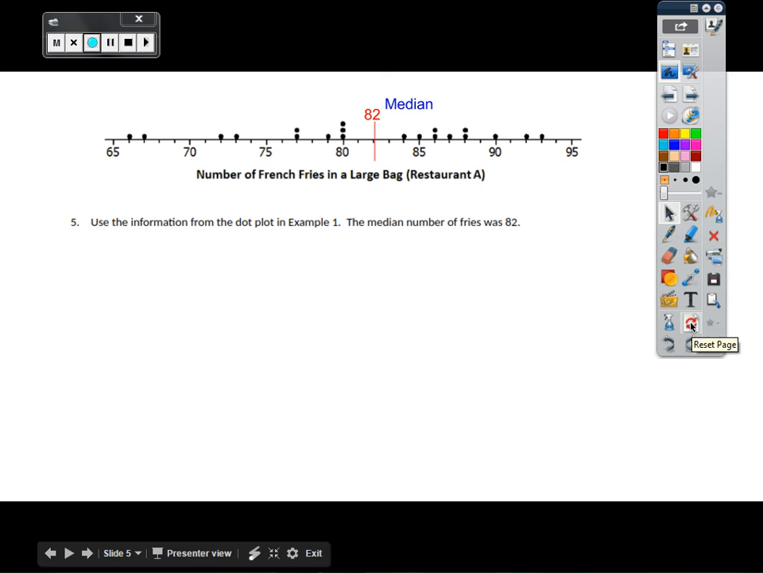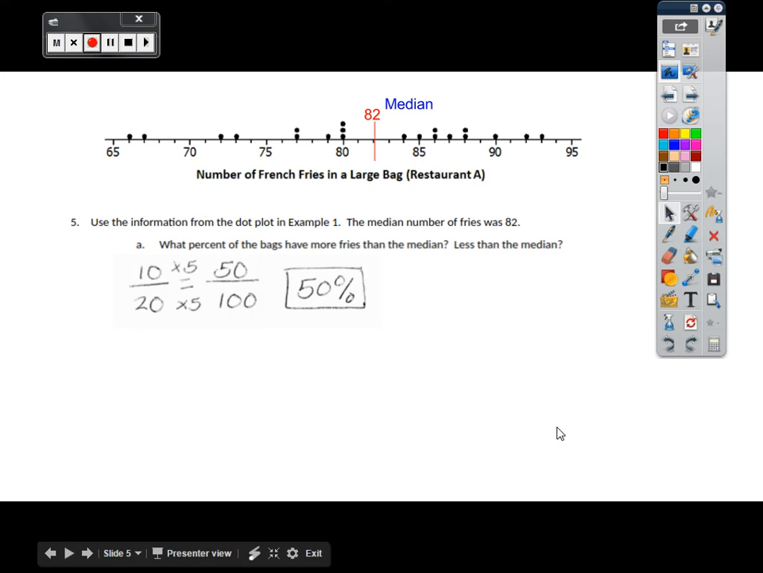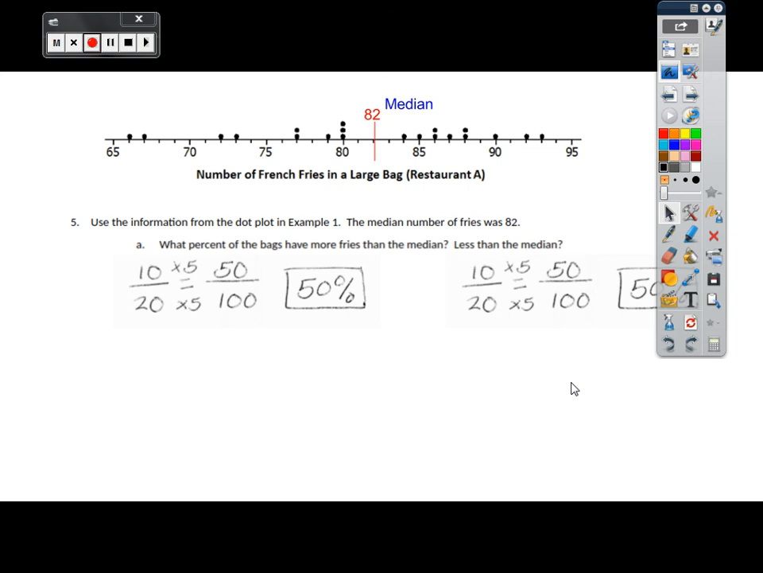Number 5. Use the information from the dot plot in example 1. The median number of fries was 82. What percent of the bags had more fries than the median? Less than the median? Your answer should have been 50% have more than 82, because 10 out of the total of 20 fries bags that we counted, and then I scaled it up to a percent over 100. That's going to be the same with the percent that is less than the median. It is also 50%.